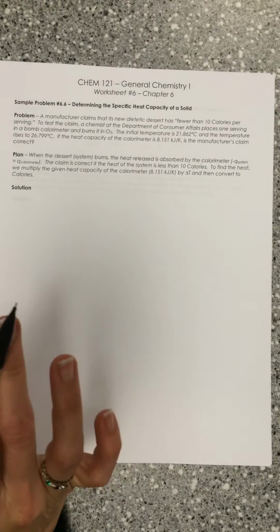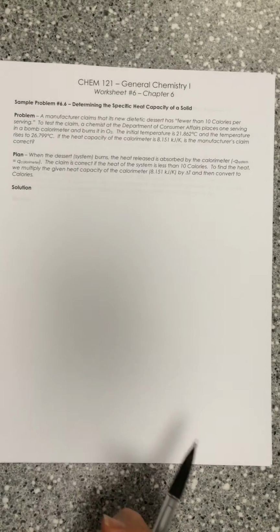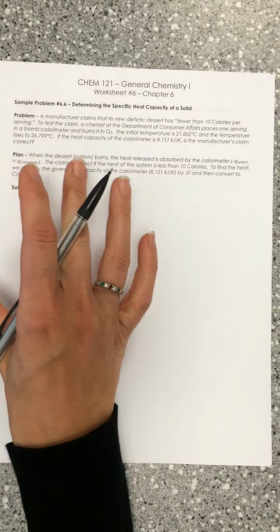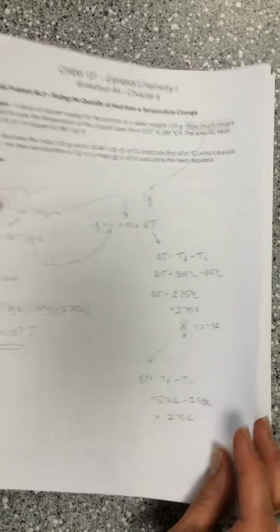So problem 6.6 really represents our last heat capacity problem that is using an experimental method to determine delta H. Before I do 6.6, I just want to review the previous three problems so you can see how they're similar and related.